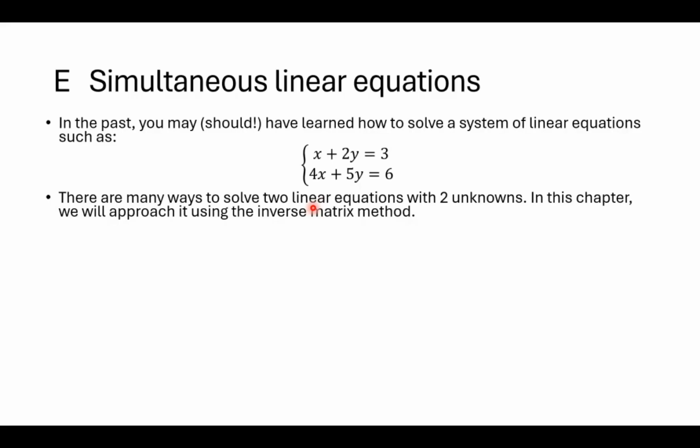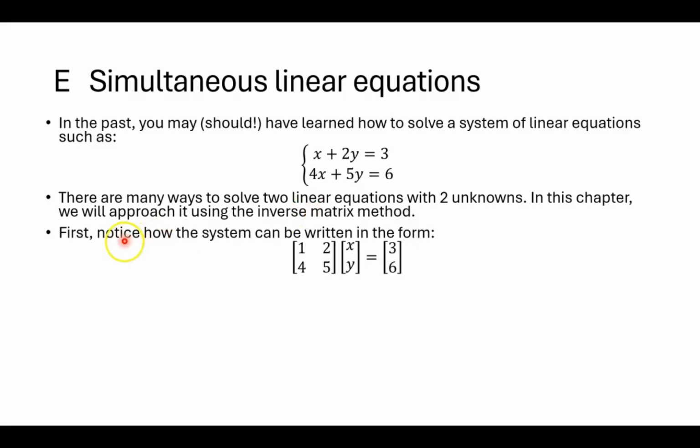But now let's get into the matrix stuff. First, you'll notice how the system can be written in the form of this matrix times this, equal to this. Why? Because if you actually work out the matrix product, this first row times this first column is 1x plus 2y equals 3, which is our first equation. And the second one is 4x plus 5y equals 6, which is our second equation.